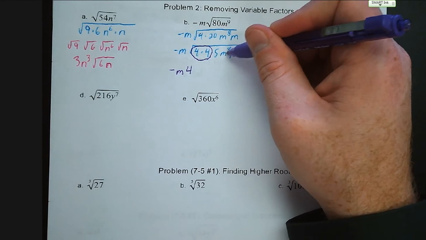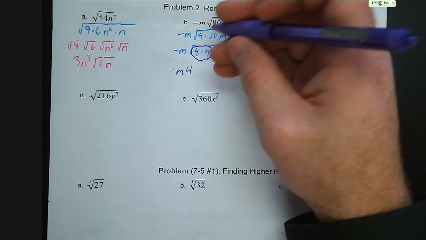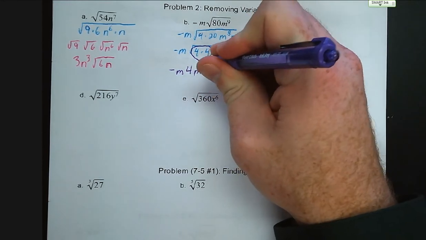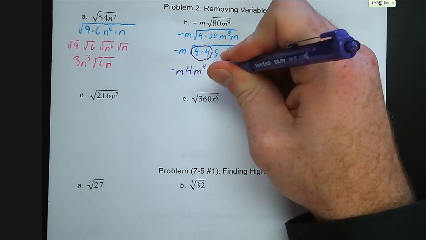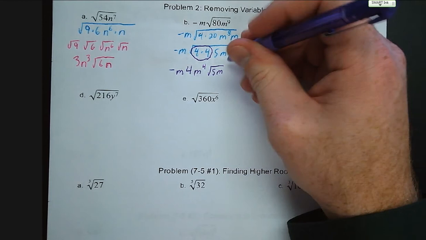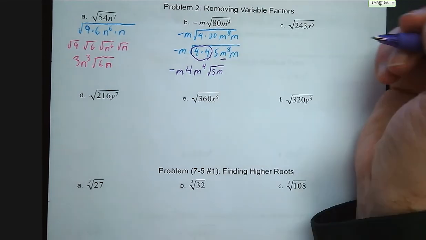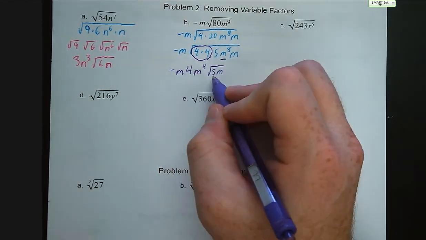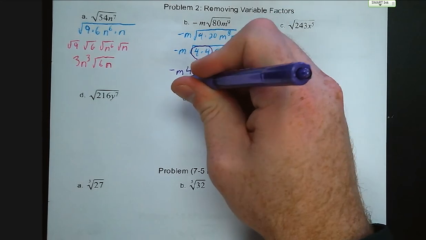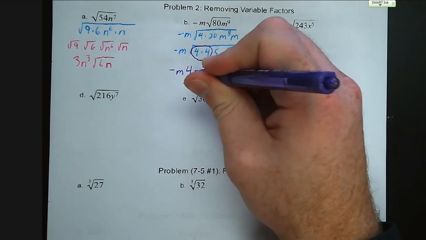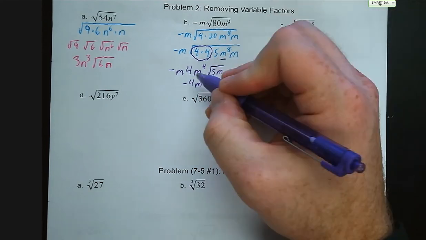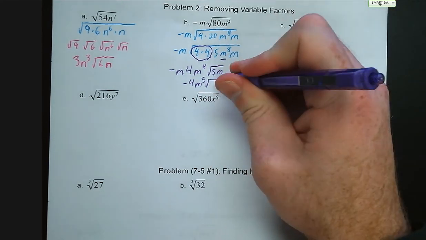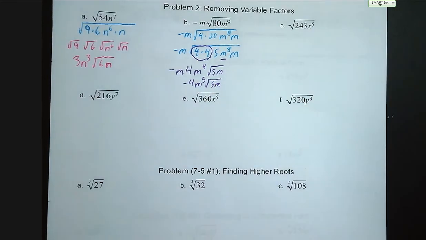M to the 8th we can take the square root of, and that'll be m to the 4th, and this m is still there. So we have 5m still under the radical. Okay, now let's just put it into our standard form in a proper order. Negative 4 times m to the 5th power, because there was the 1 out in front, times the square root of 5m. Okay.